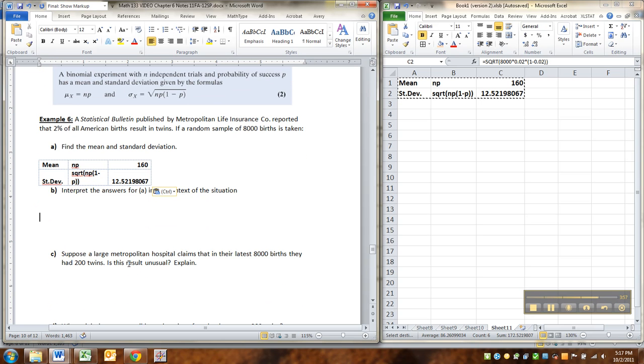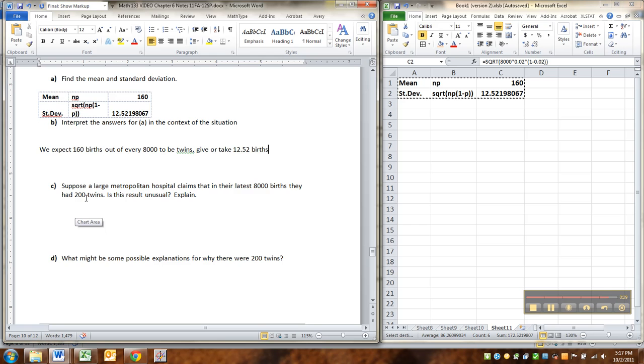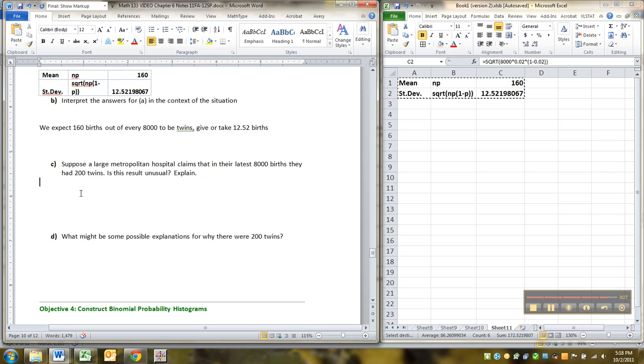Now interpret them. All right, this was talking about twins, right? So we expect out of every 8,000 births, 160 to be twins, give or take 12.52 births. 12.52 sets of twins.